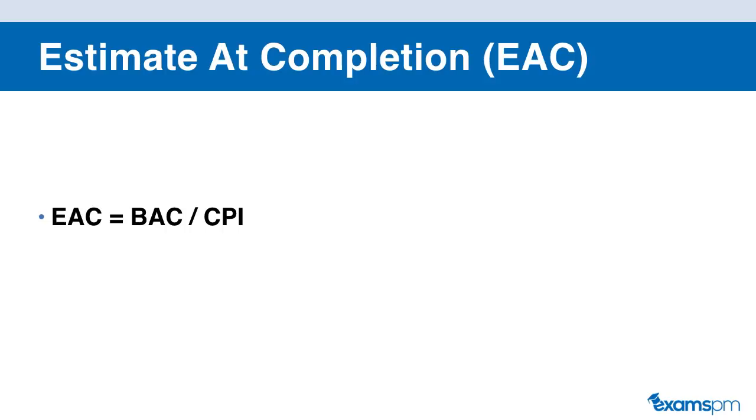So one of the common ways that you can use to calculate the EAC is to use your budget at completion, and you divide that by your cost performance index. So what you're assuming in this case is that the future work that you have remaining on your project will move at the same rate as your cost performance index.